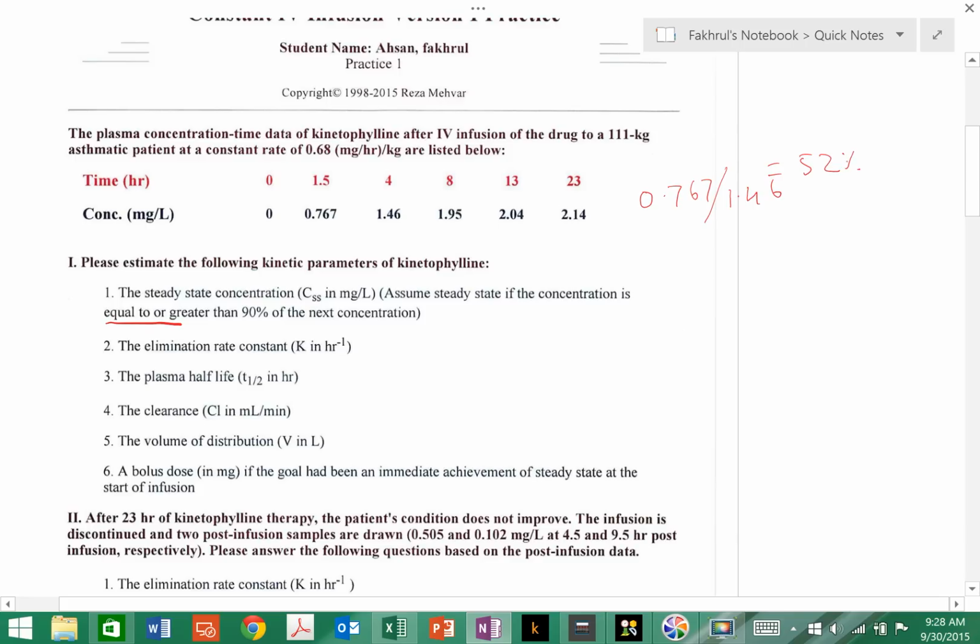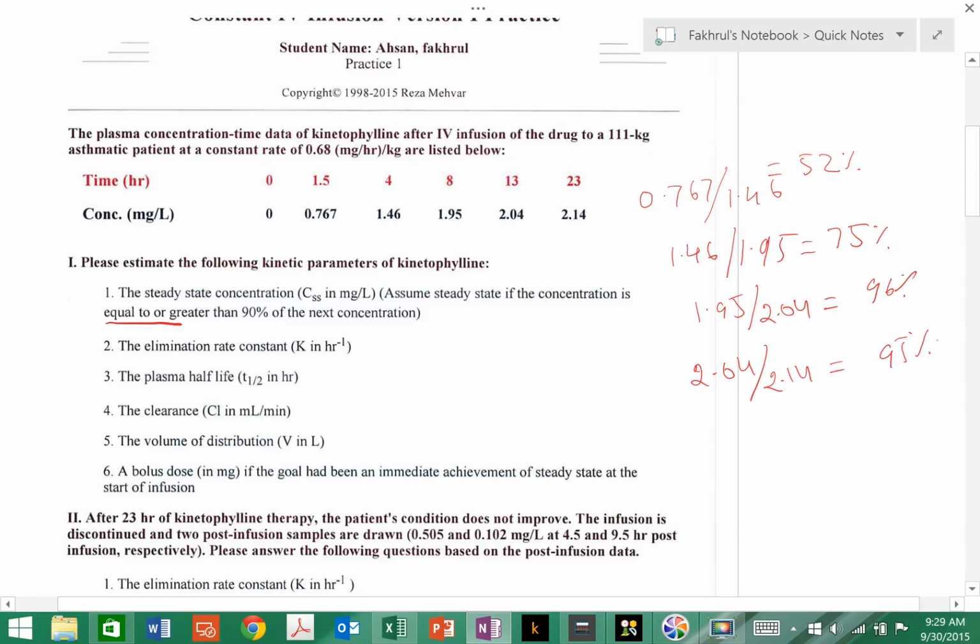Similarly, you can calculate the percent difference between 1.46 divided by 1.95. It would be something like 75%. The other one, 1.95 divided by 2.04, would be about 96%. And then the last one, 2.04 divided by 2.14, is going to be 95%.